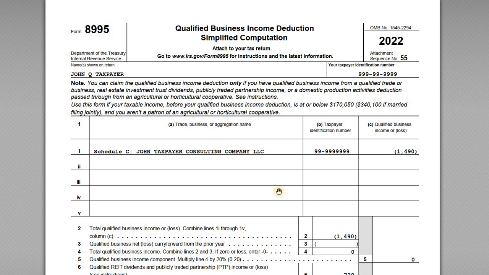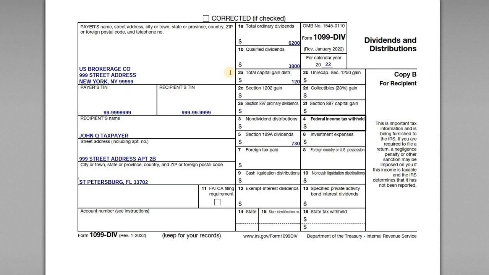There are certain portions of the dividend that might be eligible. So we want to look at the REIT dividends and how they interact with other qualified businesses. So I've got an 8995 here that's part of a full return for our taxpayer, John Q. Taxpayer. I have a sample 1099-DIV for dividends and distributions. And what we'll be focusing on here is the box 5 amount for section 199A dividends.